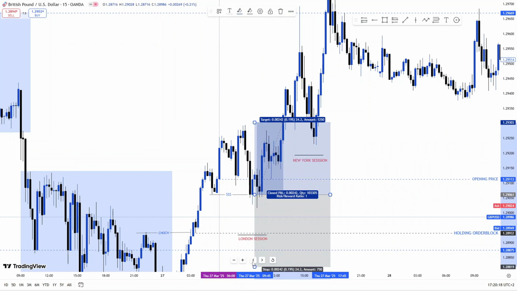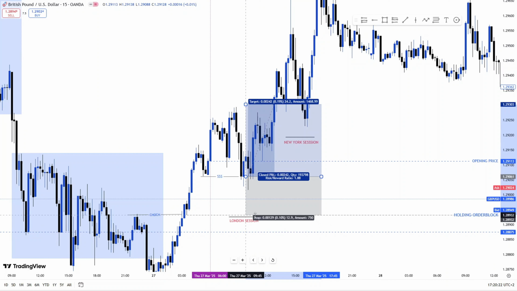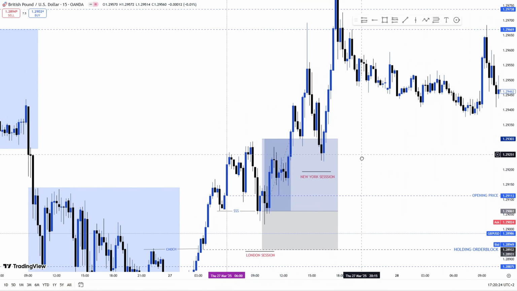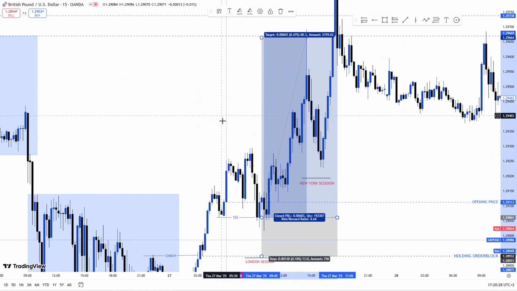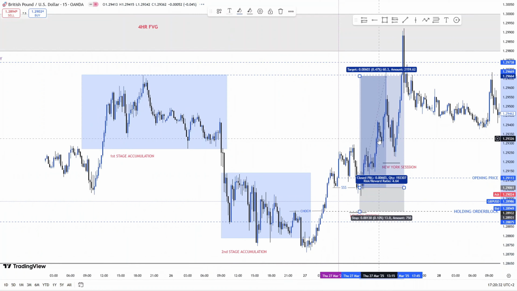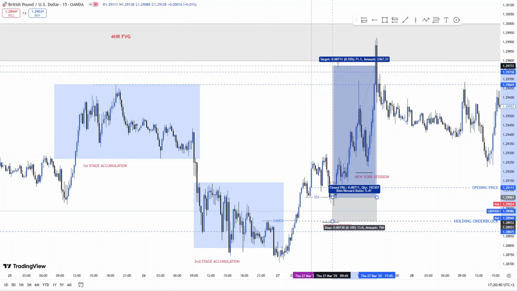This is us being aggressive, guys, targeting this high over here. So it's gonna give you a 1 to 4 risk reward, guys, targeting this high here. Or you can just target the second high or the fair value gap here, which is gonna give you a 1 to 5.7 risk reward, guys.